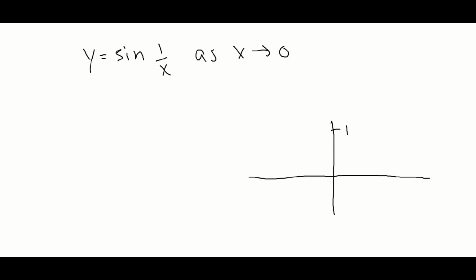Previously, we looked at an example of a limit that failed to exist because of unbounded behavior. This time, let's consider the function y is equal to sine of 1 over x as x approaches 0. This is a classic example of an oscillating behavior. The graph looks something like this.